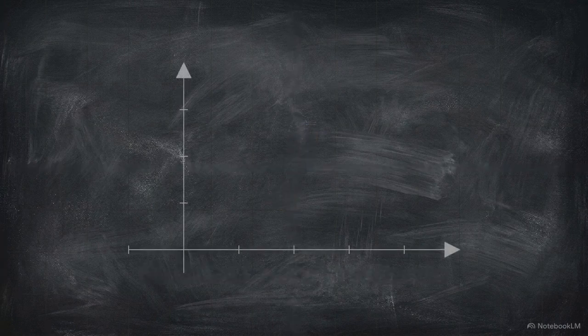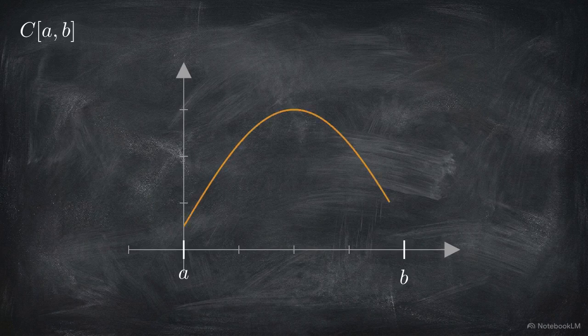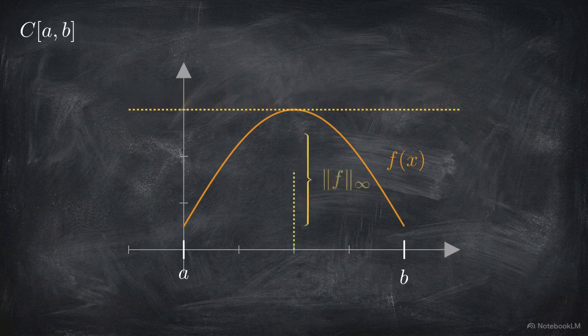To understand how these work, we first need a space to operate in, the space C[a,b]. This represents the universe of all real-valued, continuous curves defined on a closed interval from point a to point b. Before we can measure anything in this space, we need a ruler. We use the supremum norm. Instead of calculating the total area under the curve, the supremum norm measures the size of a function strictly by identifying its absolute highest or lowest peak.